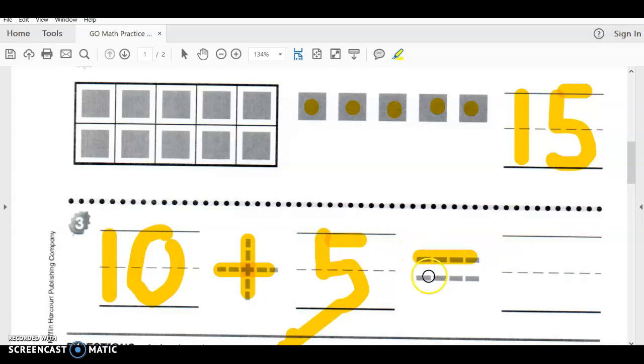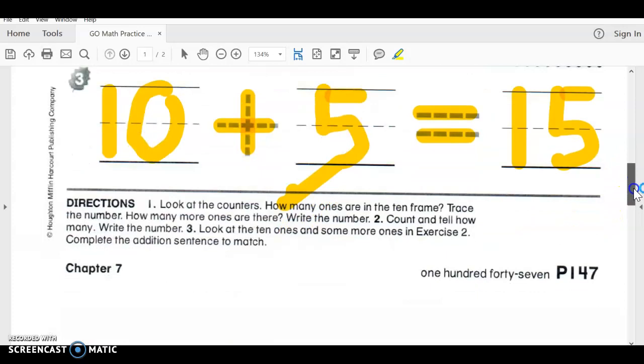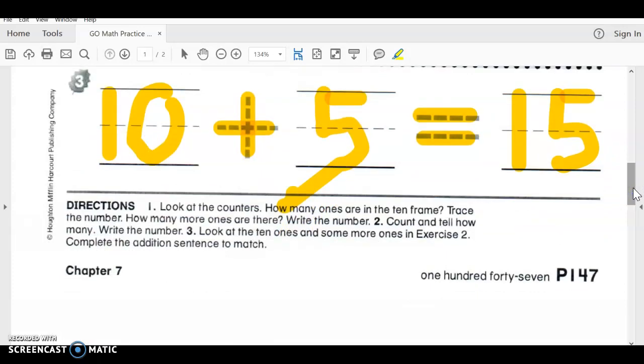And I need my equal sign. So I have 10 plus 5, and I have 15 altogether. So a 1 and a 5. And there's my 15. So my number sentence is 10 plus 5 equals 15. All right, so that is our first page in our math for this week.